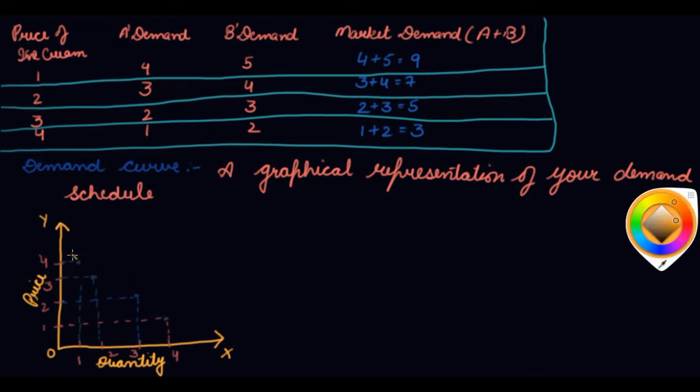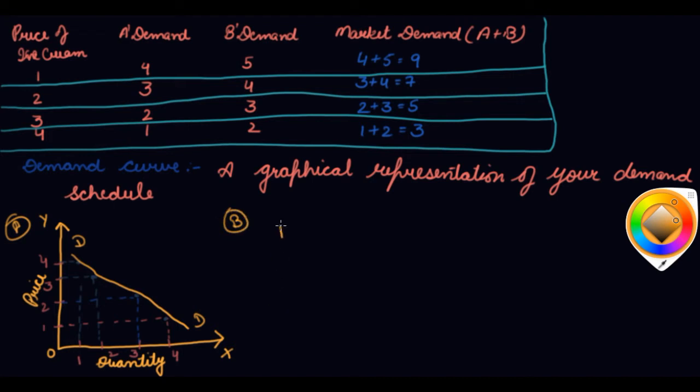Let's join these points and make the straight line. This line is not straight, but you have to make a straight line because you will be using a pencil and a scale. So this is your demand curve. This is your demand curve showing the prices and the quantity of ice cream you demand. And this is for A. Let's make it for B.